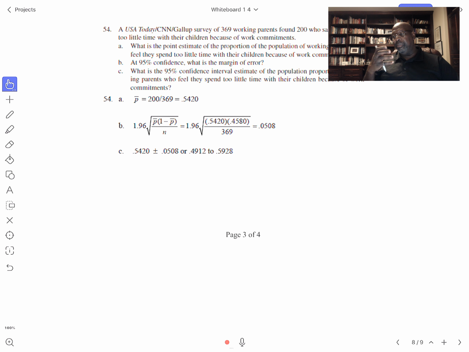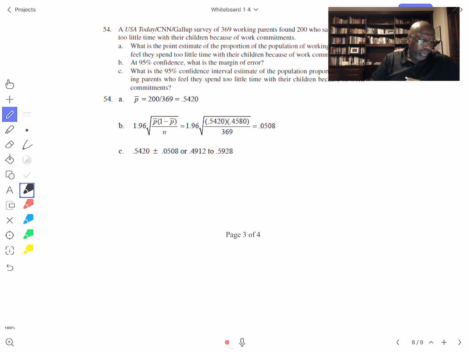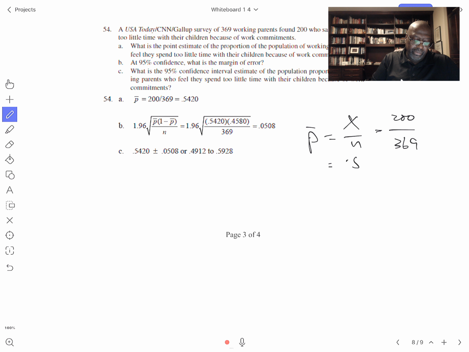So when we say point estimate, we mean the sample value. So because we deal with proportion, we know that the sample proportion, P bar, is the number of observations over the sample size. Well, we had 200 over 369, not a very nice number. And when we compute that, we have 0.5420 approximately. All right? So that is our sample estimate or point estimate.